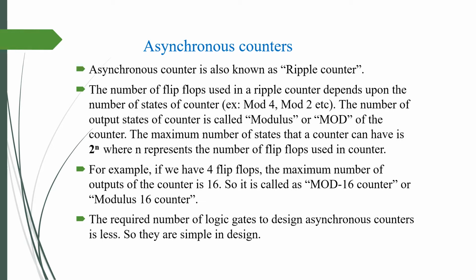The maximum number of states that a counter can have is 2 raised to n, where n represents the number of flip-flops used in the counter. For example, if we have 4 flip-flops, then the maximum number of outputs of the counter is 16. So it is called a mod 16 counter or modulus 16 counter. The required number of logic gates to design asynchronous counters is less, so they are simple in design.